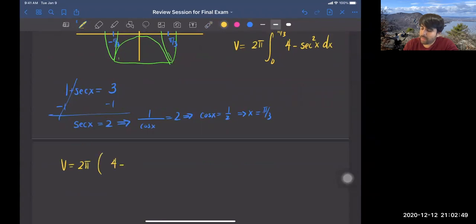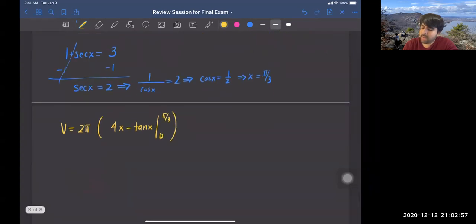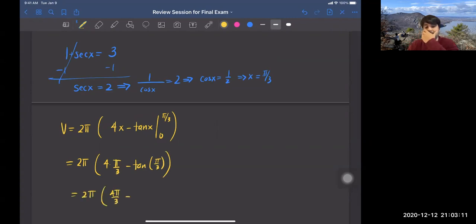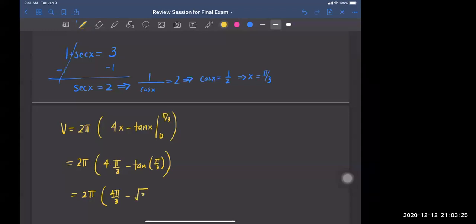This is 4x minus tan x from 0 to pi over 3. This equals 2 pi times 4 times pi over 3 minus tan of pi over 3. This is 2 pi, 4 pi over 3 minus, what's tan of pi over 3? Radical 3. I'm done.